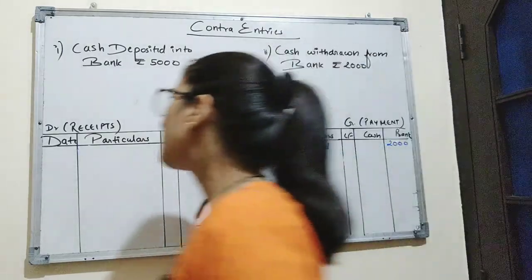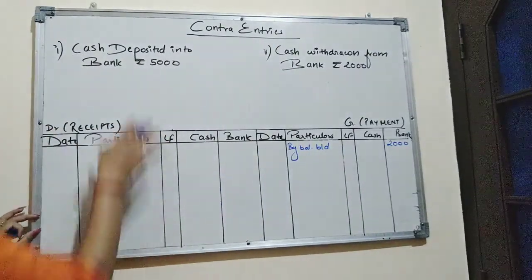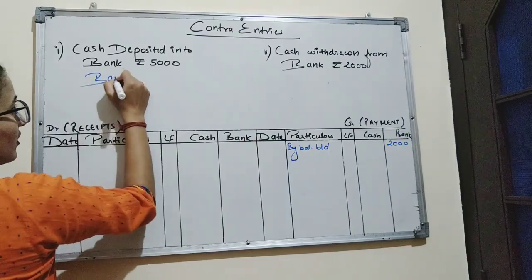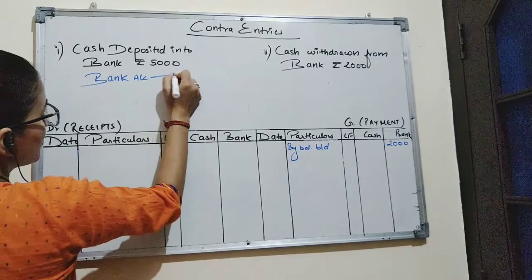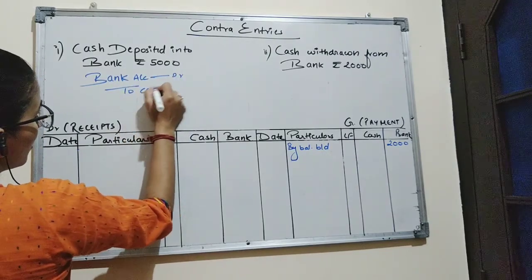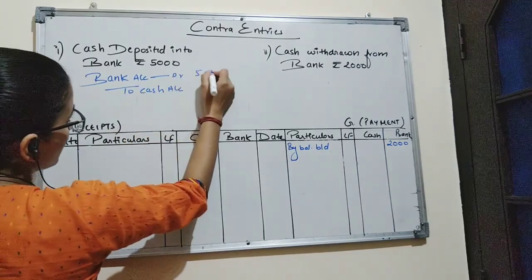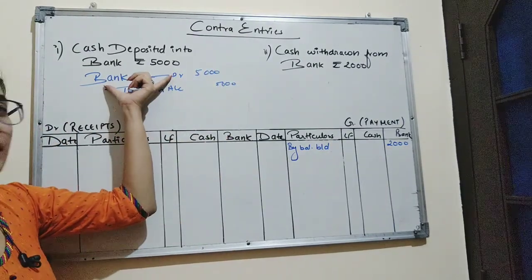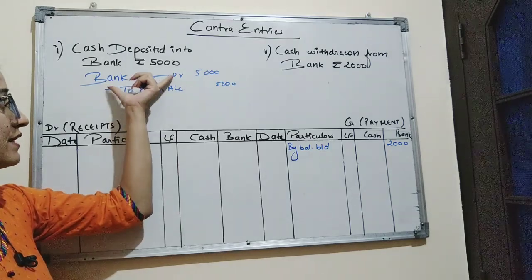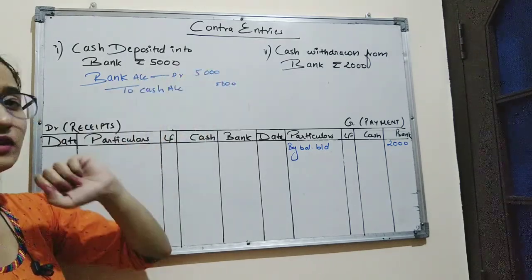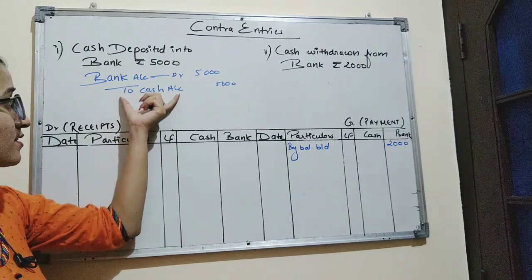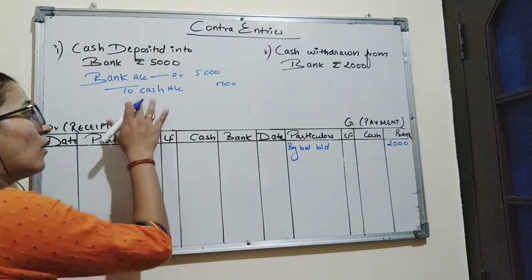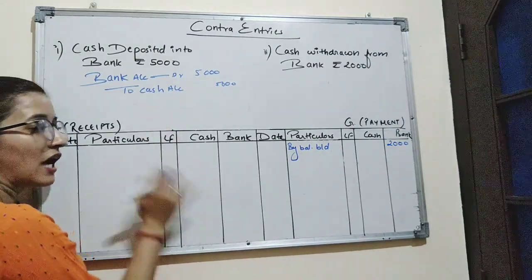Now the first entry is cash deposited into bank. The journal entry for this transaction will be: bank account debit to cash account, amount 5,000. As we know, there is an increase in the balance of the bank account, so we will debit the bank account with the amount 5,000, and cash is going out of the business, so we will credit it with the amount 5,000. Now how will we post this entry in the cash book?